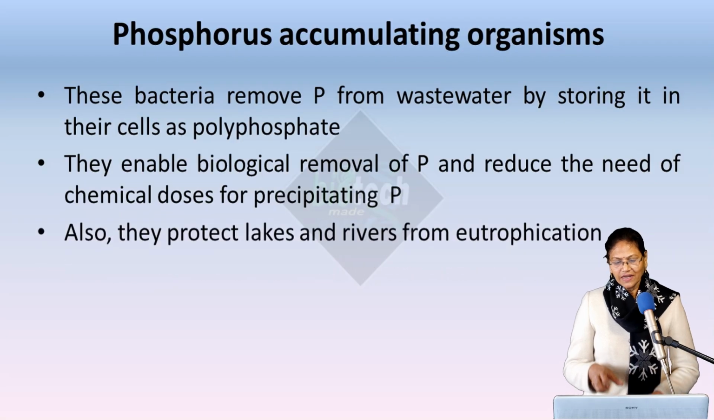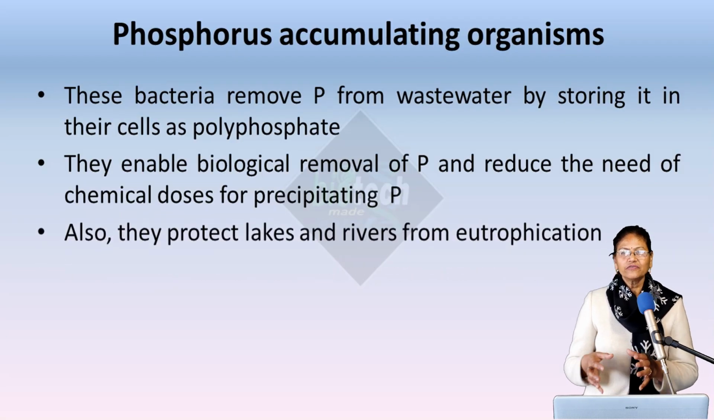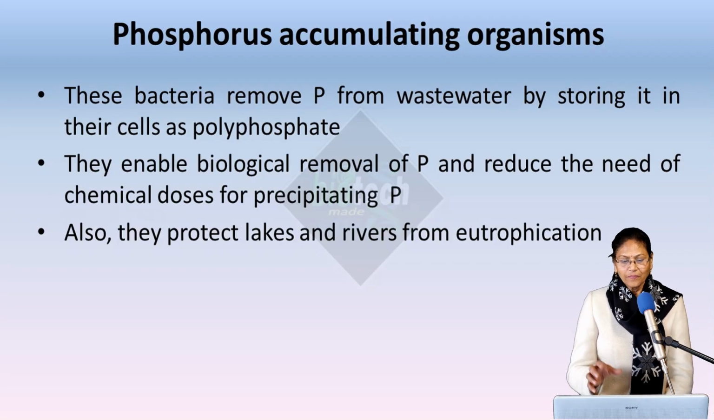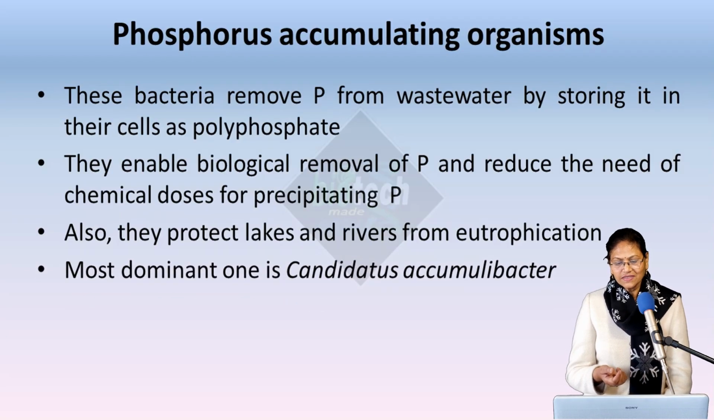Also, they protect lakes and rivers from eutrophication. Eutrophication is a process where lots of phosphorus and nitrogen are present, and because of that algal blooms are formed, which may cause lots of hazards for aquatic life. So they protect water bodies, lakes and rivers, from eutrophication. And the most dominant one is Candidatus Accumulibacter.